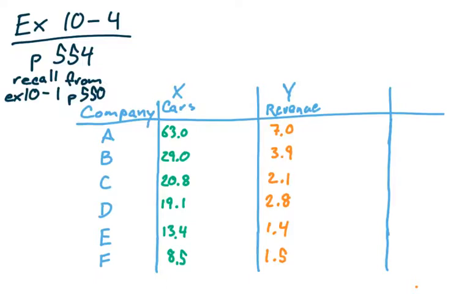Or, I'm sorry, I believe that it's the number of cars in 10,000. Yeah, that's what it says here. So I've copied all of that down for us. They've, conveniently enough, told us the value of x and the value of y here.